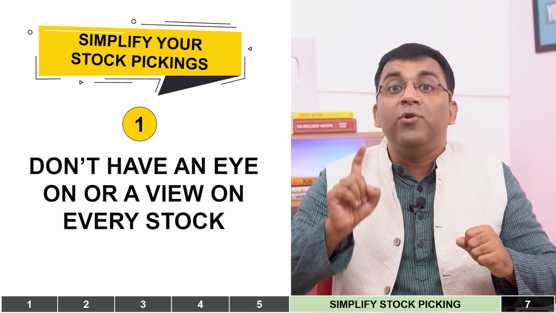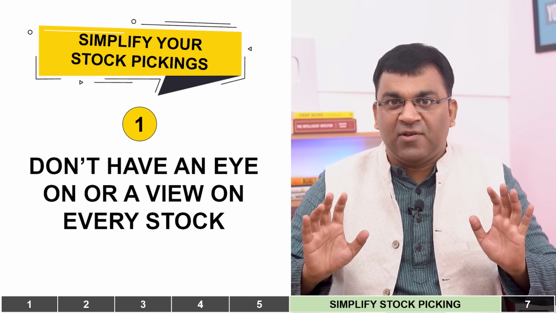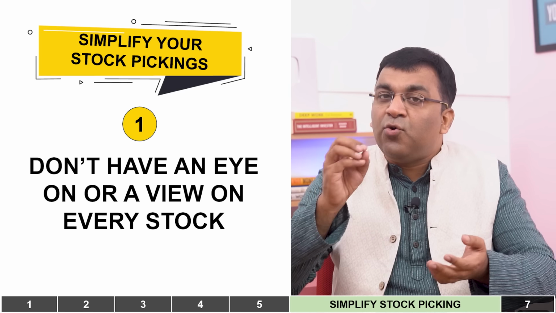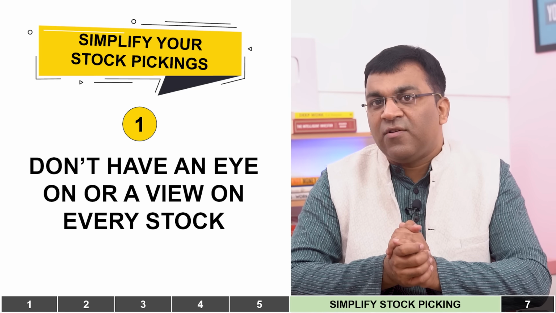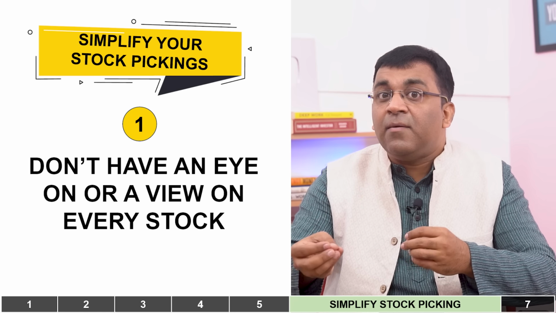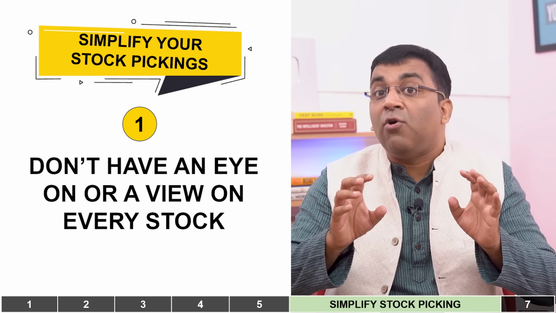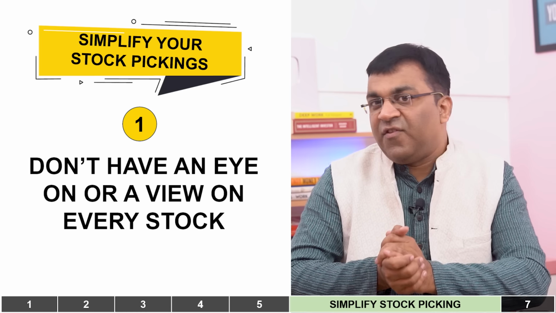Number 1, don't get excited about every stock. In fact, studies have shown that a core holding of 10, maybe 15 high quality, high conviction stocks is not just easier to monitor, but beyond this number, one doesn't also gain much in terms of diversification benefits.